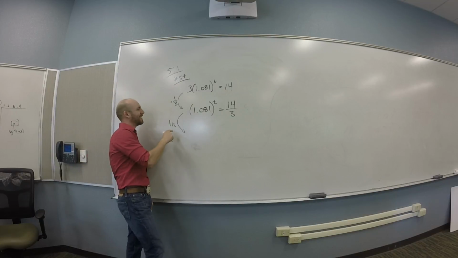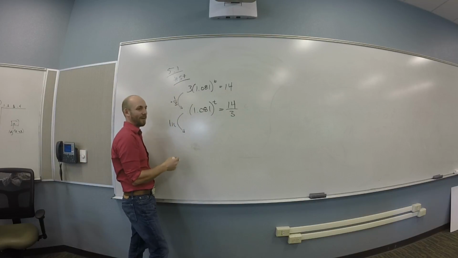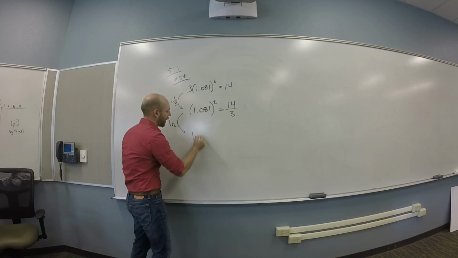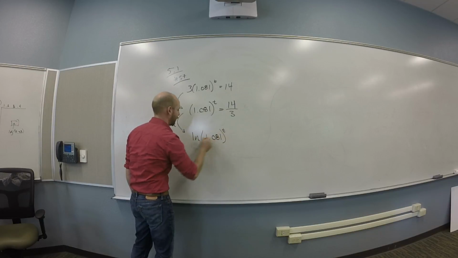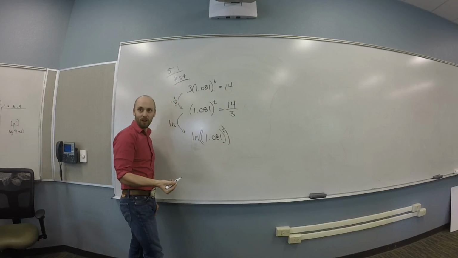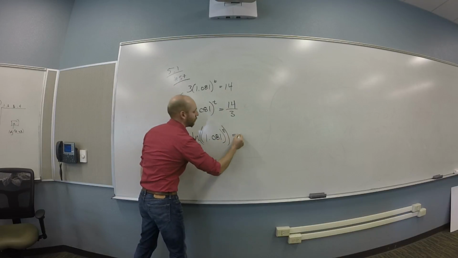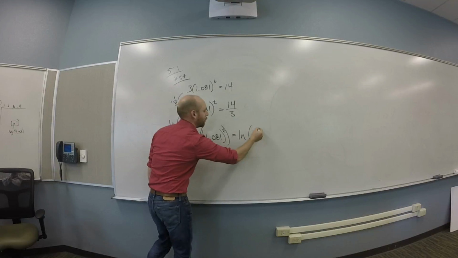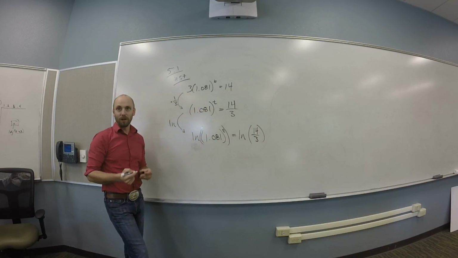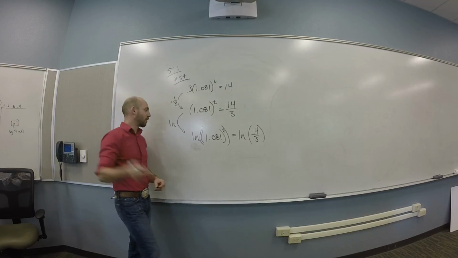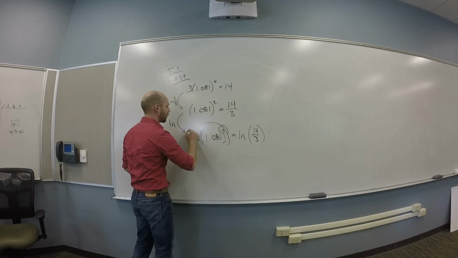So let's ln both sides. So I'll get natural log of 1.081 to the t, all of that feeding into a log, right? And that's going to equal natural log of 14 over 3. Okay, then what? Pull the t out. Good. Grab the t, use a log rule to pull it down.